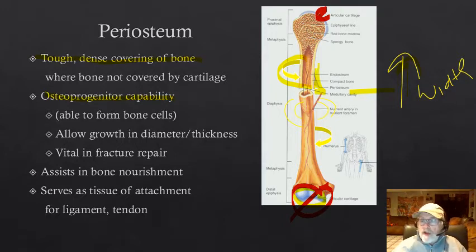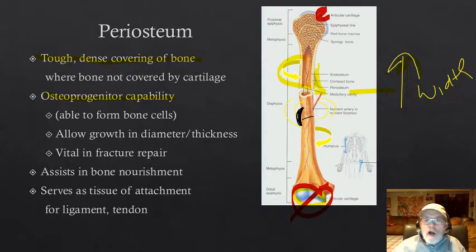If you've ever had a stress fracture, what you actually see is the periosteum build up in layers on the outside, and the bone will start to get a bump on it as the periosteum becomes inflamed. In stress fractures, you won't really see a crack across the bone, but you'll see the periosteum on an X-ray getting thicker and thicker and thicker. It looks like a bump on the outside of the bone.